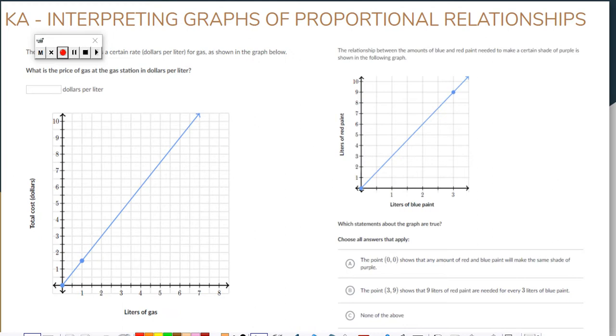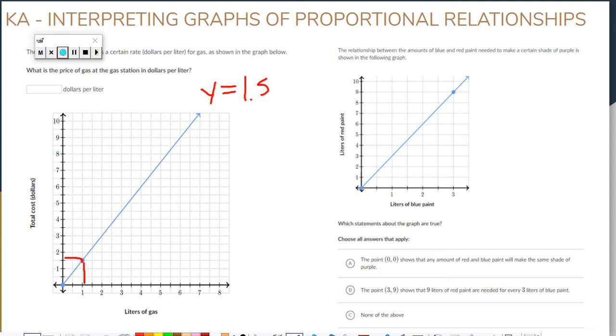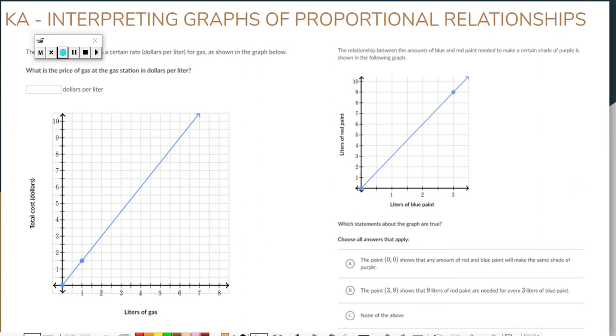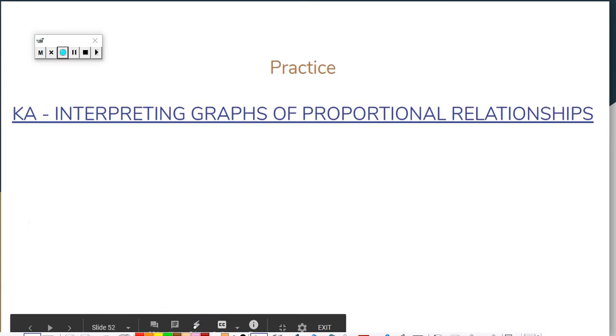Same scenario here, and you can see it over and over. All I'm going to do, and at this point, I'm just going to go straight to the equation. So this is going to be 1.5 over 1. So that's 1.5. So y equals 1.5x. For this one, that's 9 over 3. So 9 divided by 3 is 3. So that means y equals 3x. Same thing over and over.